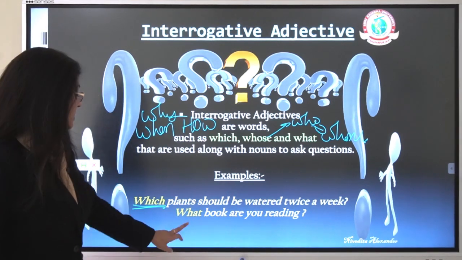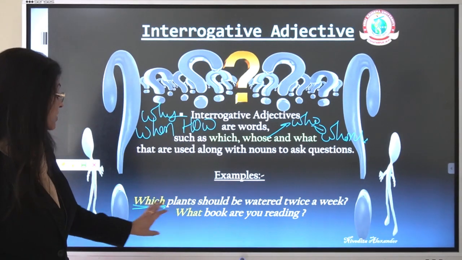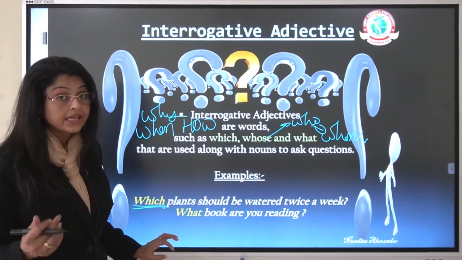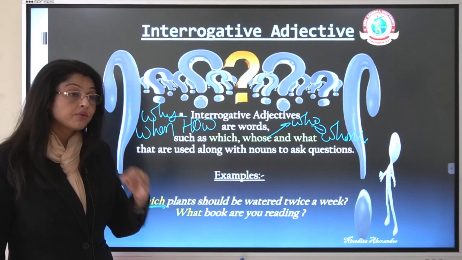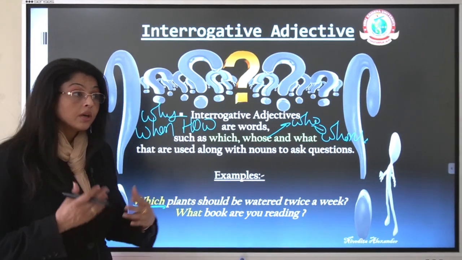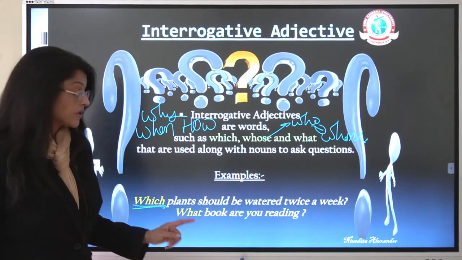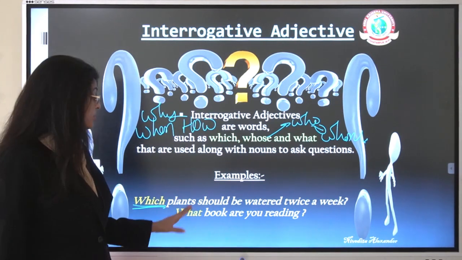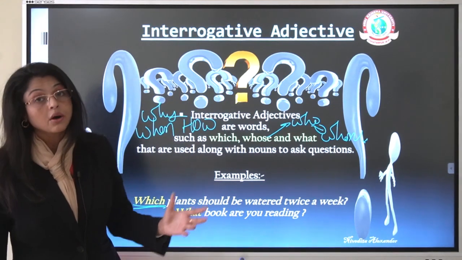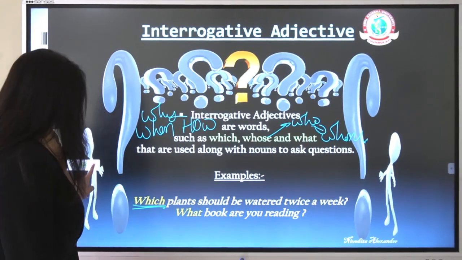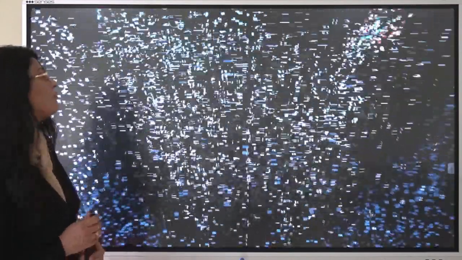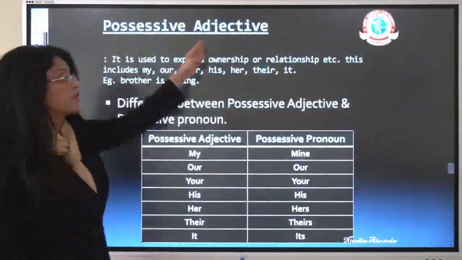So these words not just make the question sentence, but they also act as a different part of speech in a sentence. So what, which, they could be a question, they could be a noun, they could be a pronoun, they could be an adjective, depending on how the sentence is being asked. Okay. Next one is the possessive adjective.